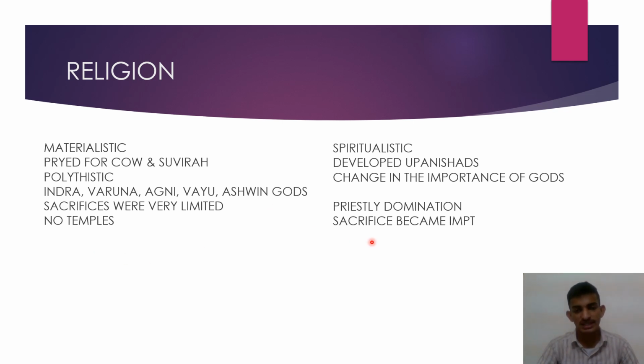Let's see the later Vedic age. The religion became spiritualistic, and they developed the Upanishads, and we will see what these Upanishads are in detail later. And there is a change in the importance of gods. Almost the same gods were there, but the importance given to the gods was changed, and priestly domination started to emerge, and the sacrifice became important.